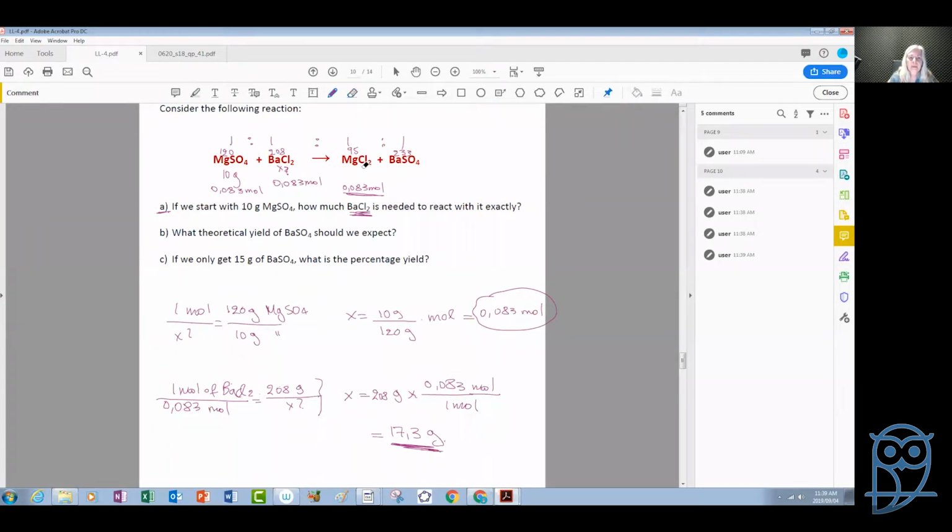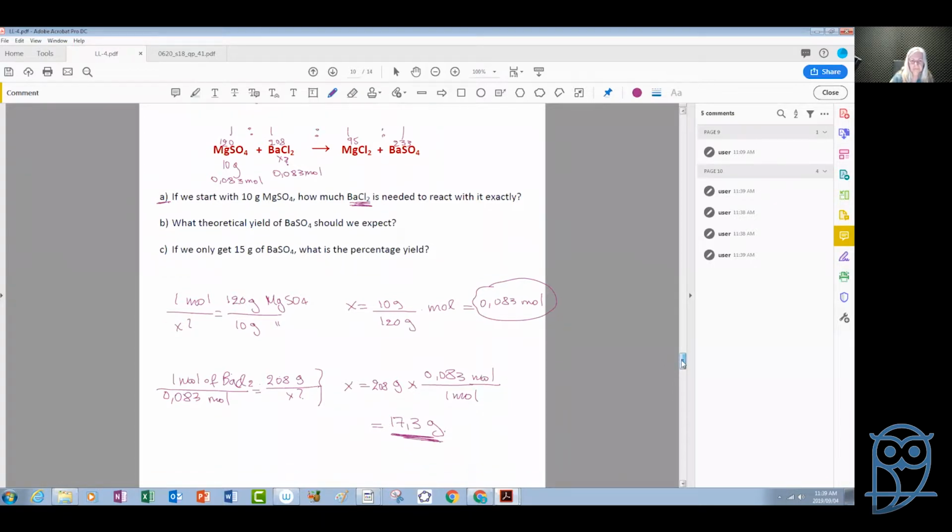Let me remove that because this was not necessary. So if we start with 10 grams of magnesium sulfate, how much barium chloride is needed? We need 17.3 grams. Guys, did you understand that? Because I made a mess and might have confused you gravely. Sorry, we had to work with barium chloride, not magnesium chloride. So this is the mass.